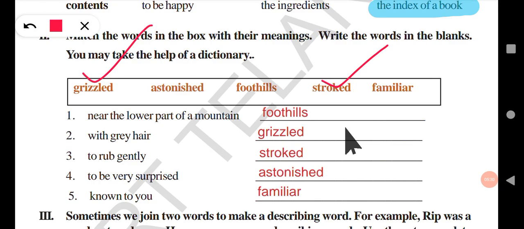Next, to be surprised, astonished is the meaning for the group of words here. That is to be surprised. Surprised means you are astonished, you are shocked. Kind of sudden surprise. Next, known to you, familiar to you. Known, familiar person, in the sense a person who is known by you. He is called a familiar person.